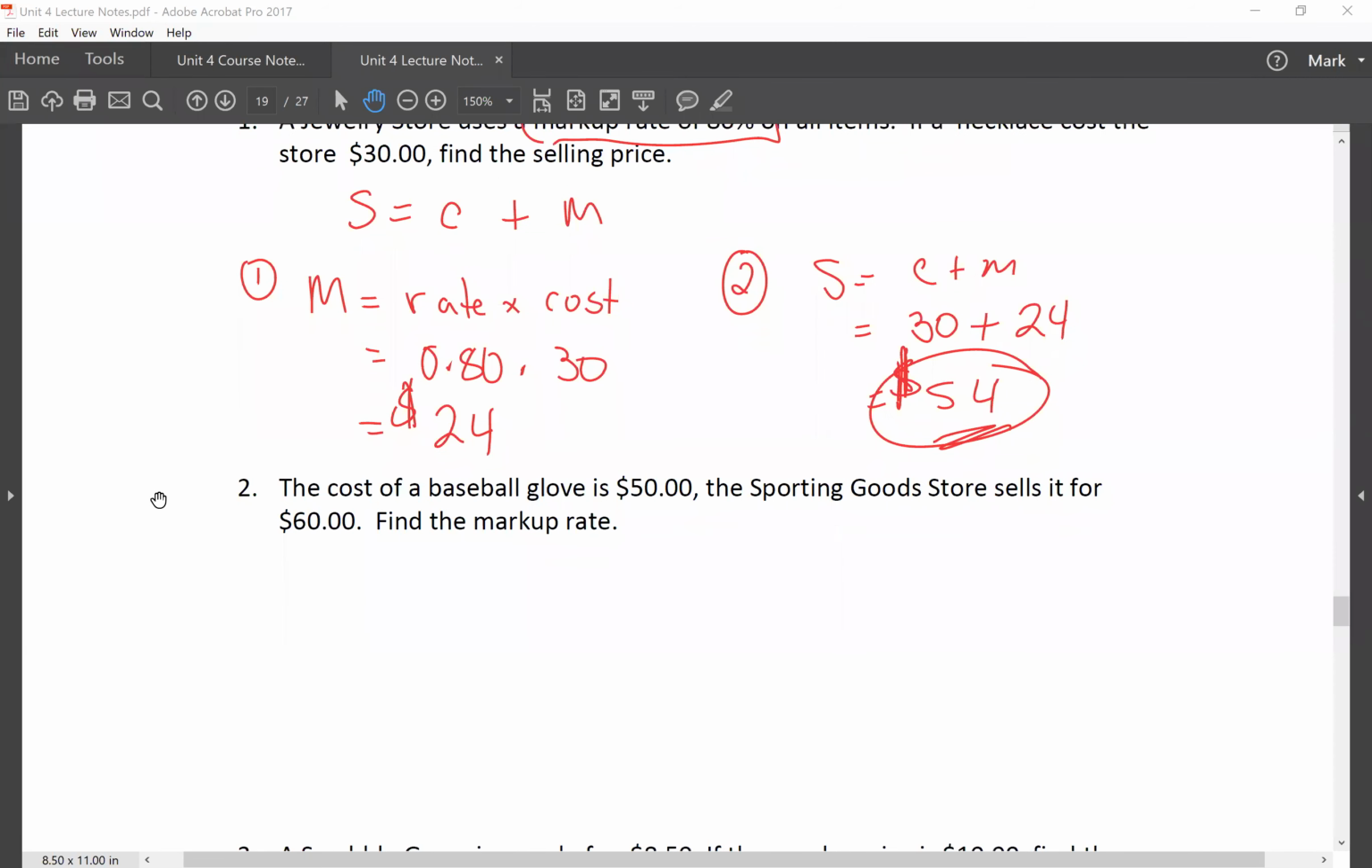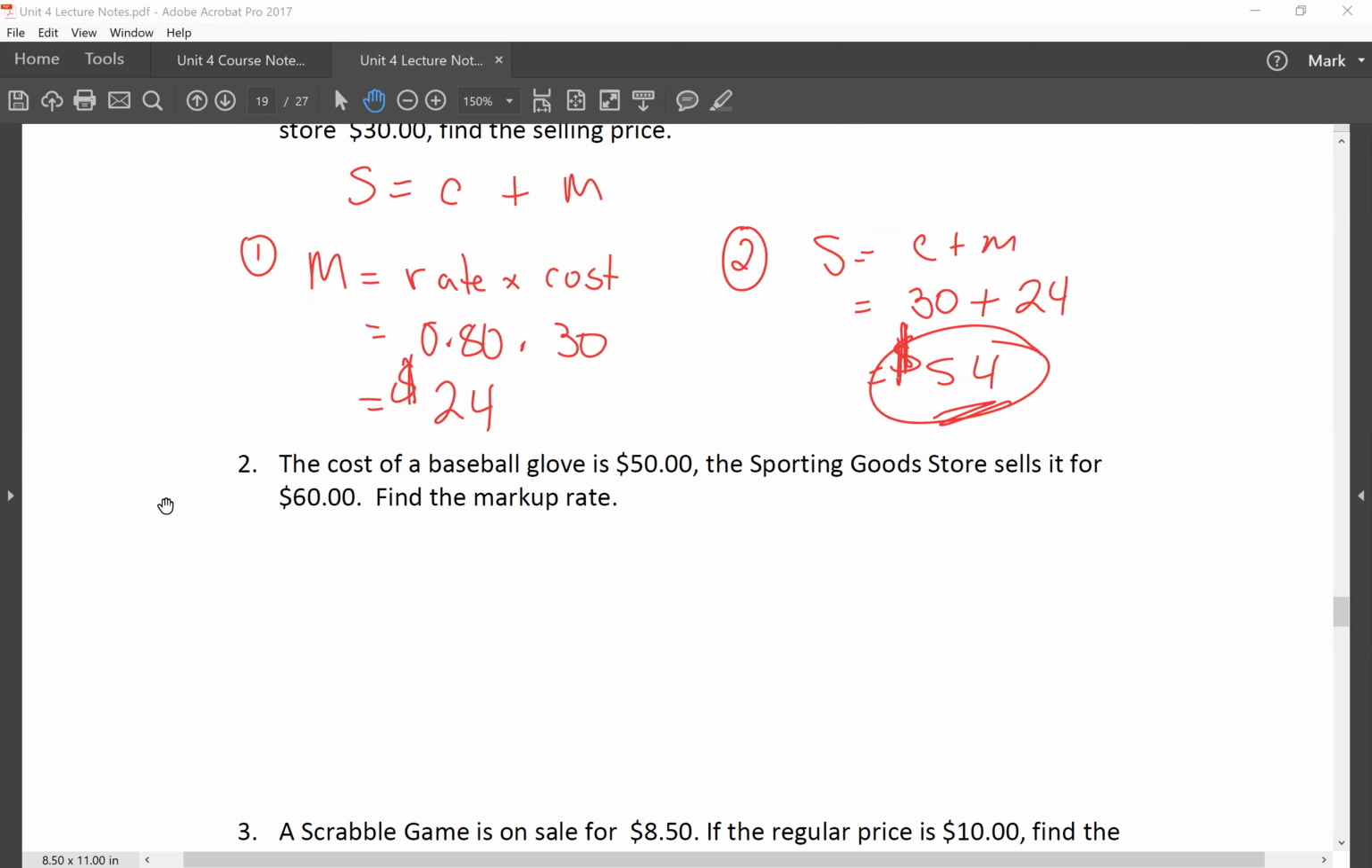The cost of a baseball glove is $50. Okay, so I know C is going to be $50. Cost C, 50 bucks. A sporting goods store sells it for 60. Find the markup rate. Well, there's a couple things I need to do here. I'm just going to write this down for 1 second and then I'm going to erase it. The markup rate can be found using this formula.